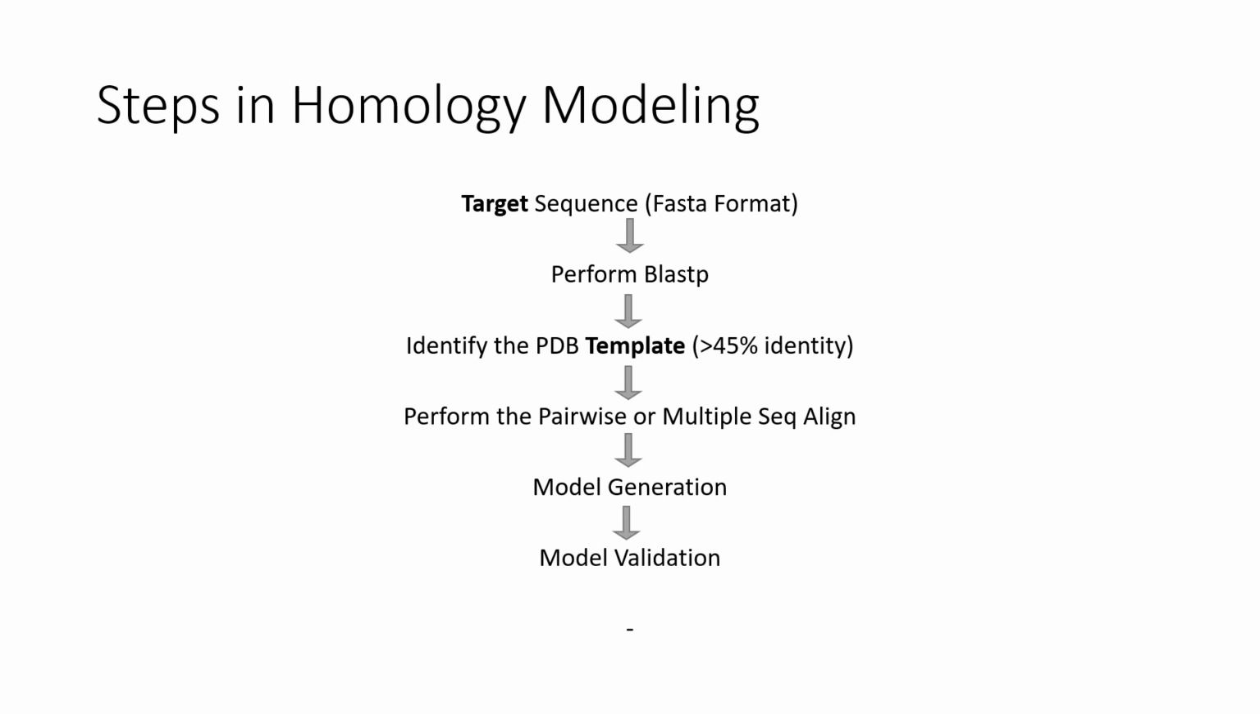our target sequence. Pairwise means if you are using one template, then we call that a pairwise sequence alignment. If you are using multiple templates, we call that a multiple sequence alignment. In homology modeling, it's always preferable to use multiple templates to build accurate models. Once a model has been generated by using the Modeller software, we have to validate whether the quality of the protein is accurate or not.